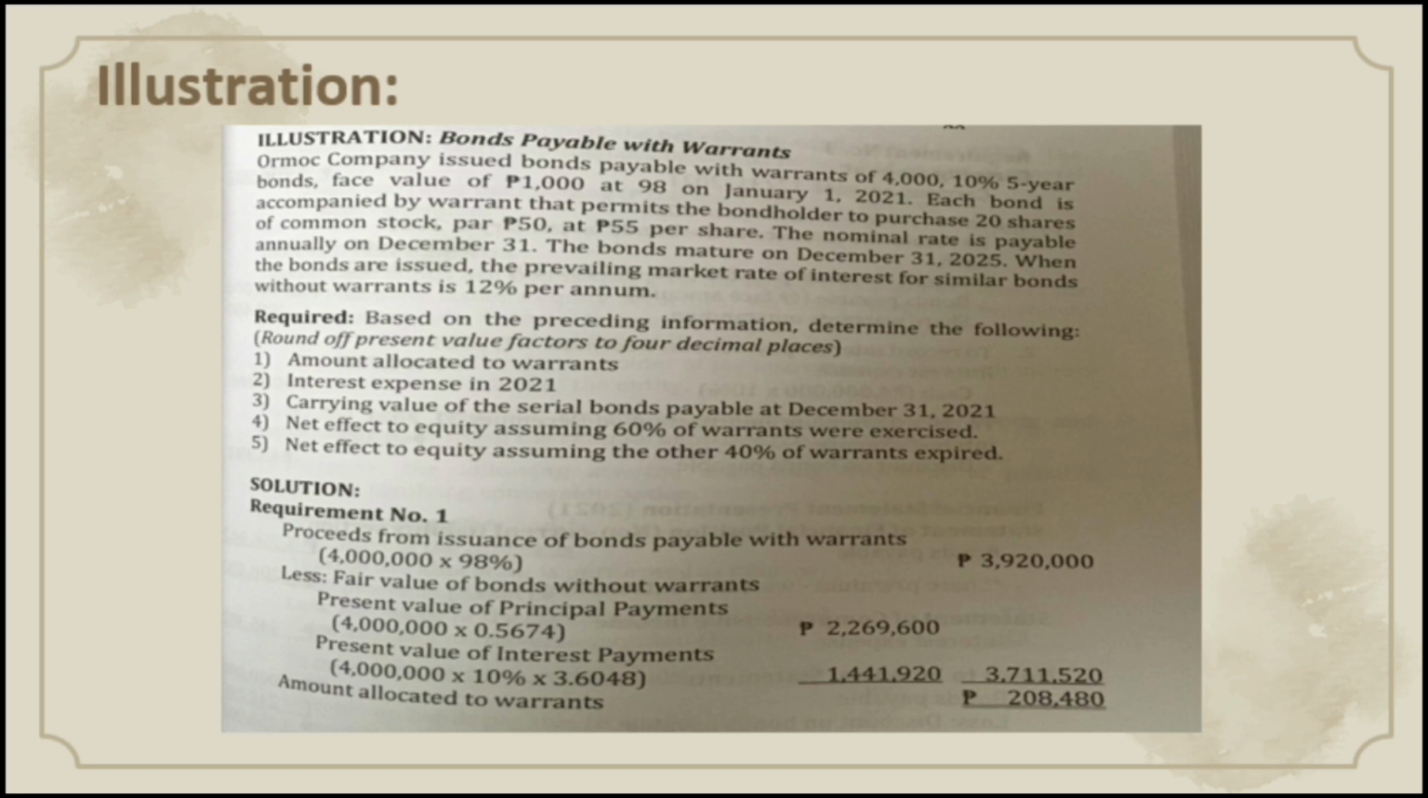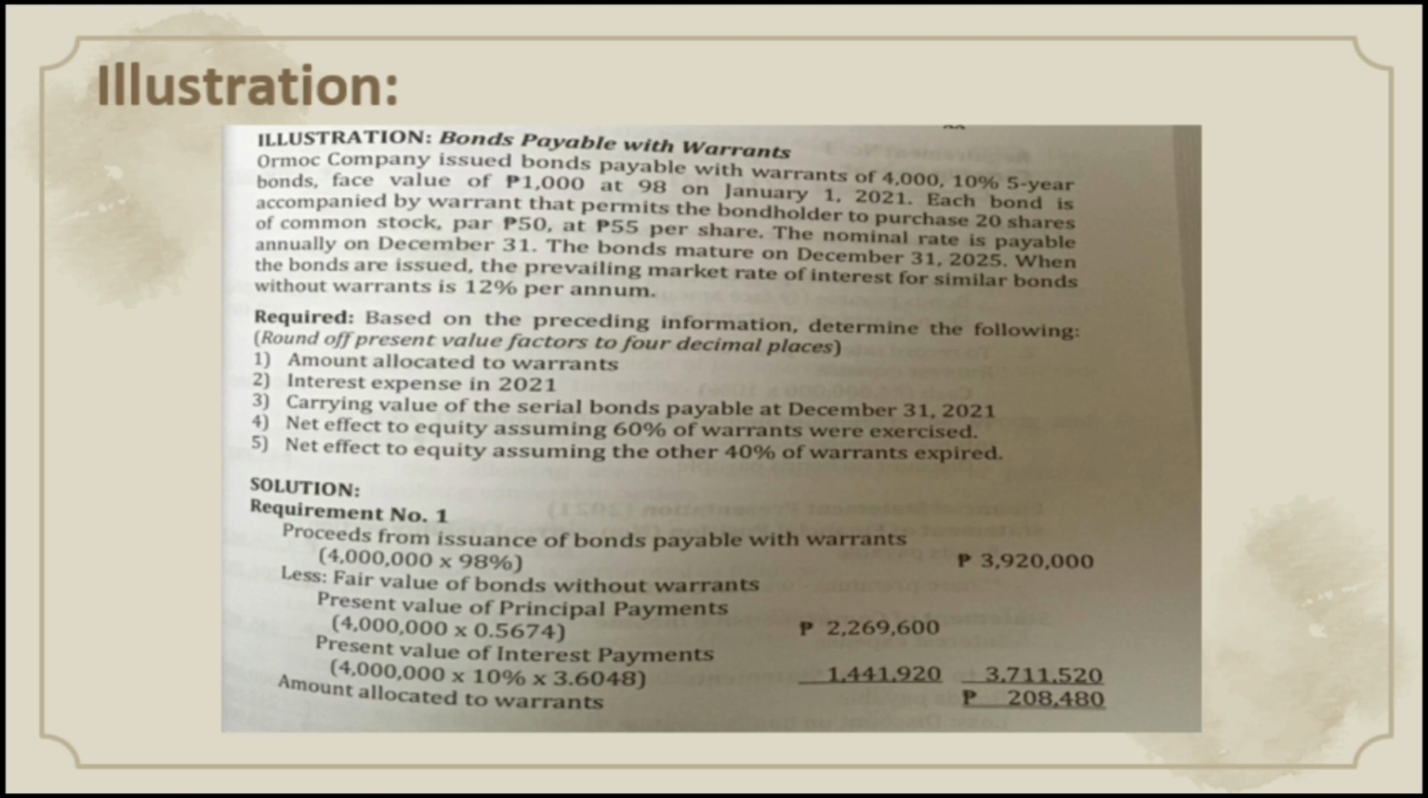So atong i-plus ang katong interest 12%. So 1 plus 12% is equal to 1.12. So 1 divide by 1.12 and then imong pindutan ang equal ka-lima, 1, 2, 3, 4, 5. So ang atong i-times sa 4 million is 0.5674. So 4 million times 0.5674 is equal to 2,269,600. So mao na ang atong present value of principal payments.